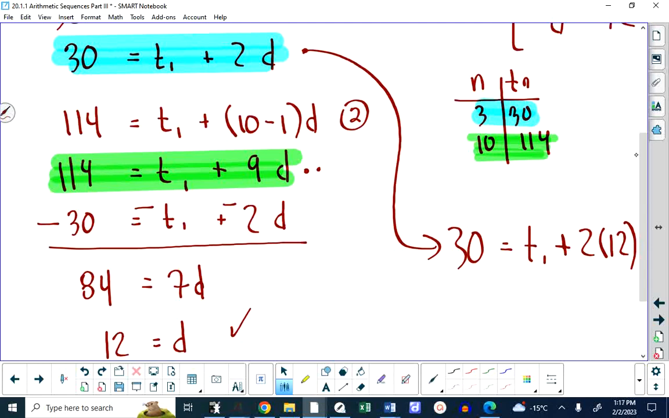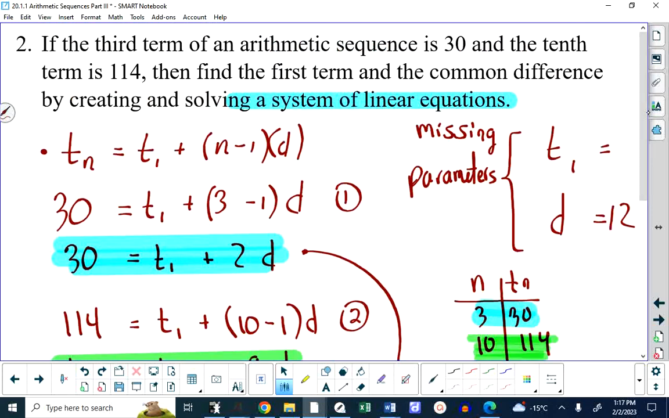No problem. 2 times 12 is 24. Take 24 away from 30 and you get what I believe is 6 when you solve that. So now we know that the first term is 6. And we've answered the question. The first term is 6, the common difference is 12.